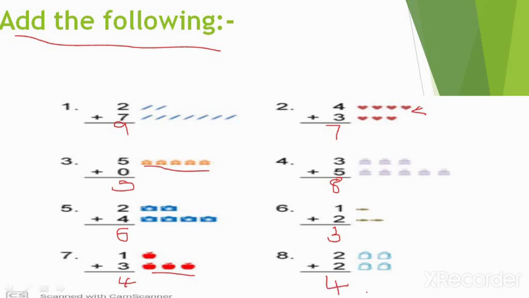Look, what do I say? I said our sum is. So whenever we start counting addition and finish it, at the end we get the product, which is called sum.